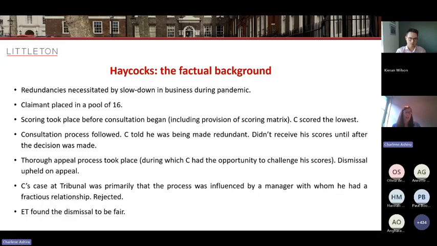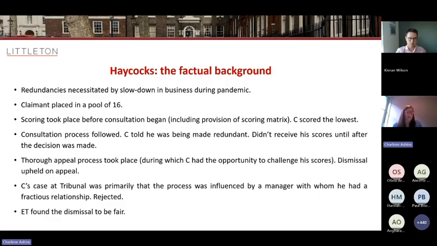Now, the judge in that case found that the claimant had not challenged the good faith of the manager that carried out the scoring, and overall, taking account of the appeal process, the redundancy process was fair and reasonable in the circumstances. So far, so good. Some might think that as it was a standard redundancy case, how did it get all the way to the Court of Appeal? Well, that's where the EAT comes in.